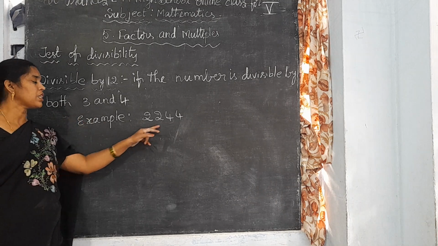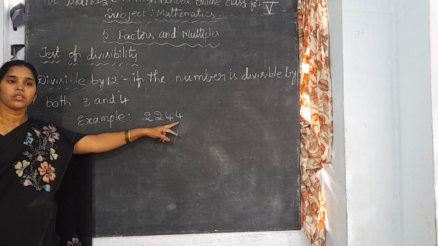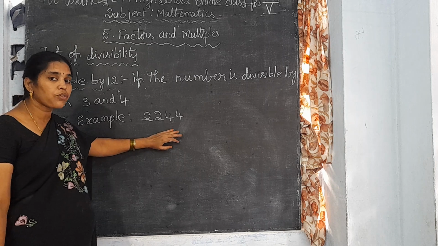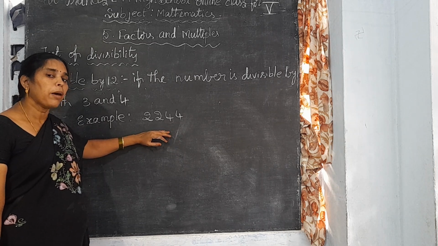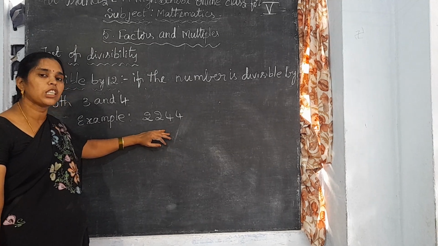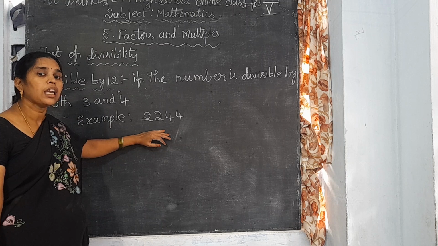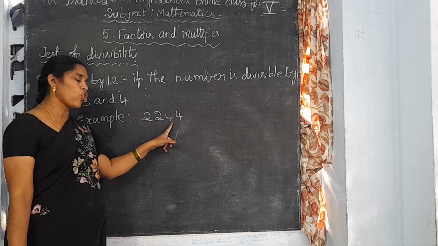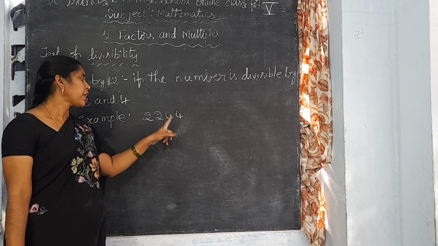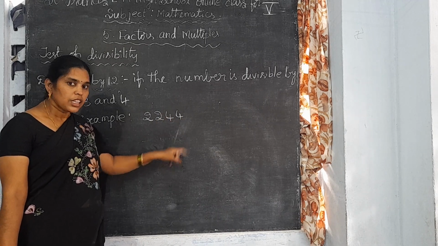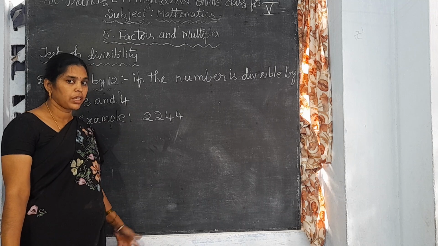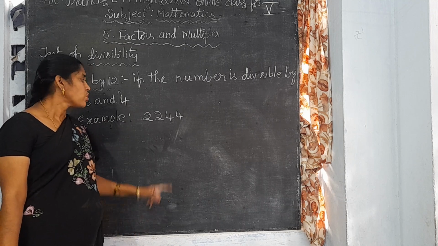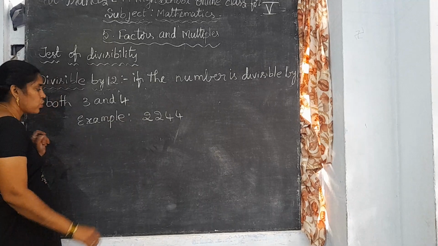now check it, is it divisible by 3? What is the condition for divisibility by 3? If the sum of the digits in the number is divisible by 3, then the number is divisible by 3. See, 2 plus 2, 4, 4 plus 4, 8, 8 plus 4, 12. Is 12 divisible by 3? Yes, 3 fours are 12.